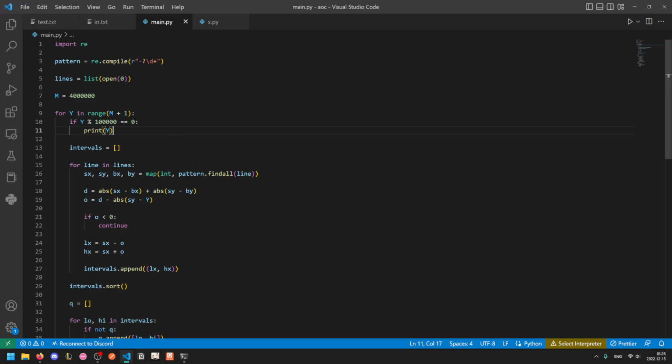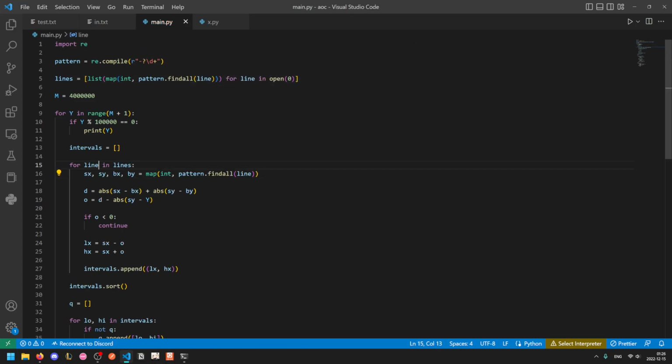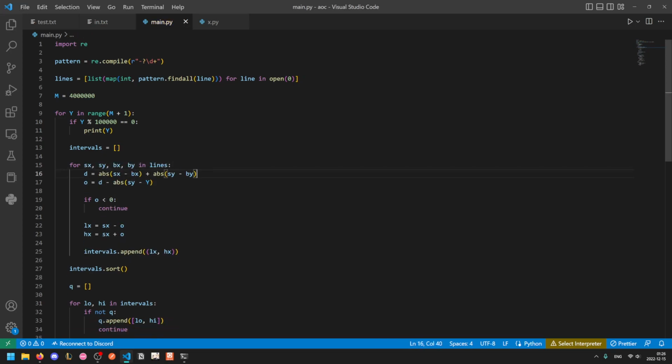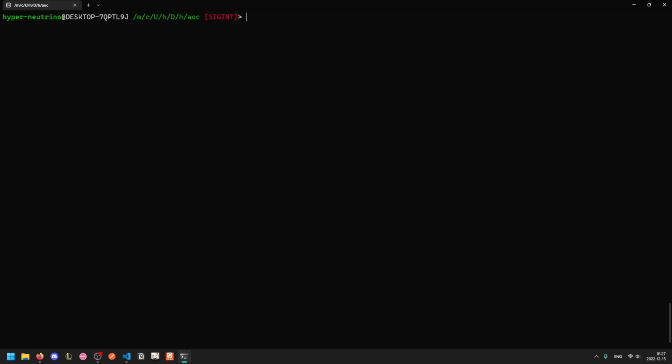Oh, yeah, right. Regex is slow. You shouldn't be doing parsing steps repetitively like this. That's my bad. Yeah, so we can actually do this. So it'll be list map int pattern dot find all line for line in open 0. Yeah, so now we can just do for sx, sy, bx, by in lines. Yeah, my mistake. Never do parsing steps within a loop. This should speed it up significantly. Yeah, there we go. That's a much better speed.